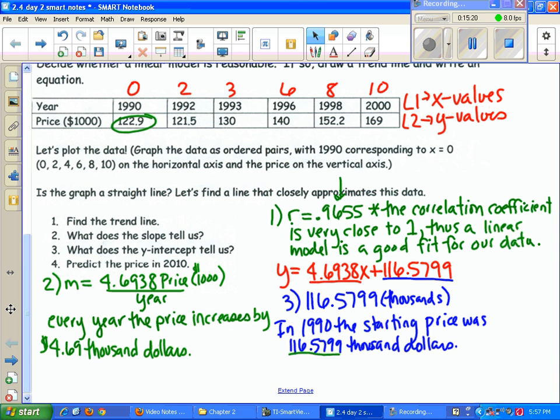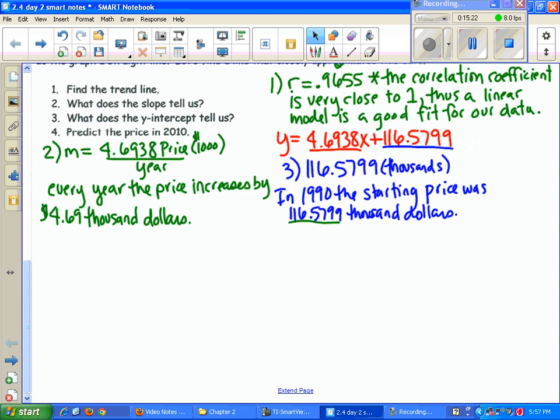For the next question, it says, predict the price in 2010. If I want to predict the price of this in 2010, then I have to first figure out what is the year for 2010. Because remember, we said let x equals 0 correspond to 1990.